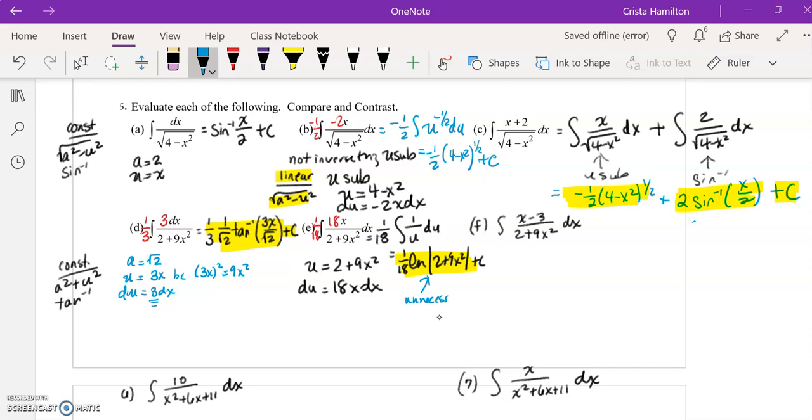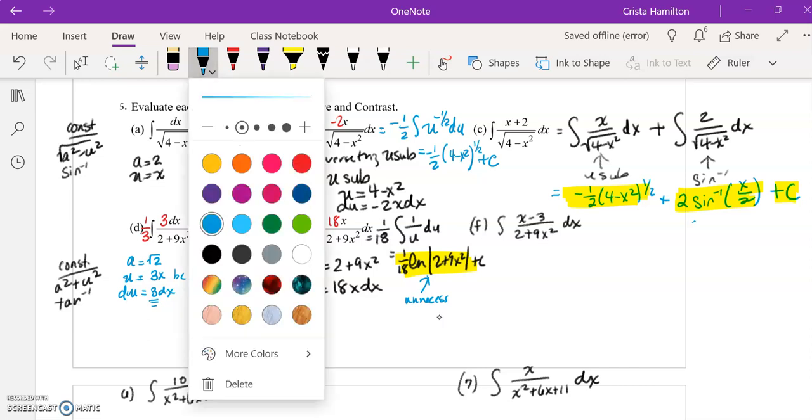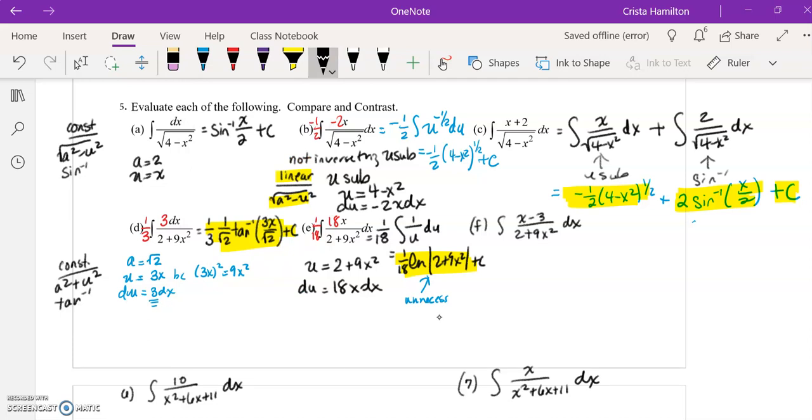All right, and then when I look over at F, again, the idea here is that when you go to do your quote-unquote u substitution, you're going to have extra things. If you didn't pay any attention to it, you would go u equals 2 plus 9x squared, du equals 18x, and the fact that you have a minus 3 there seems to be messing this up. But you really just need to recognize, hey, I'm just going to split this into 2 problems, and treat them as 2 separate problems over 2 plus 9x squared dx.